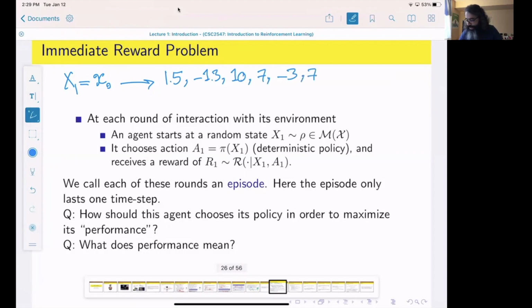So we can compute the average of these. It would be some number. And that's what you said, like average reward or expected reward. So that number is one measure of performance.